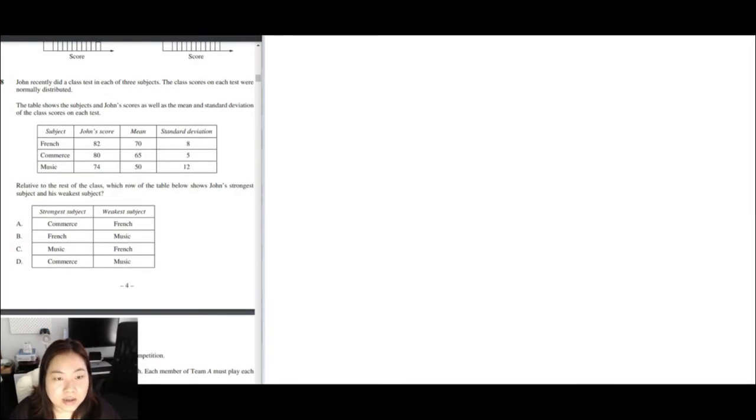8. John recently did a class test in each of 3 subjects. The class scores on each test were normally distributed. The table shows the subjects and John's scores as well as the mean and standard deviation of the class scores of each test. Okay, French, commerce, and music. That's his score, that's the average, that's the standard deviation. Relative to the rest of the class, which row of the table shows John's strongest subject and his weakest subject?